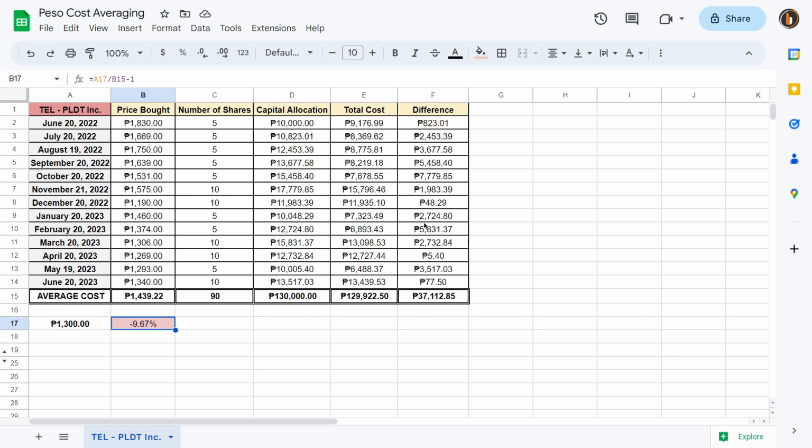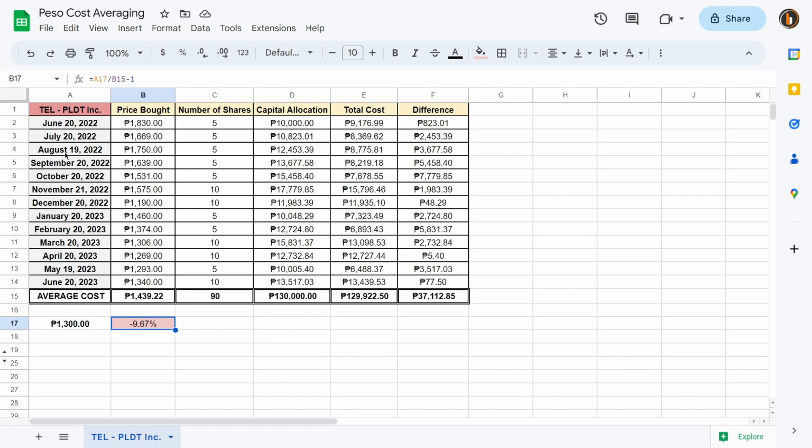Today, let's talk about peso cost averaging. So, in this example, we used TEL, the stock code of PLDT.